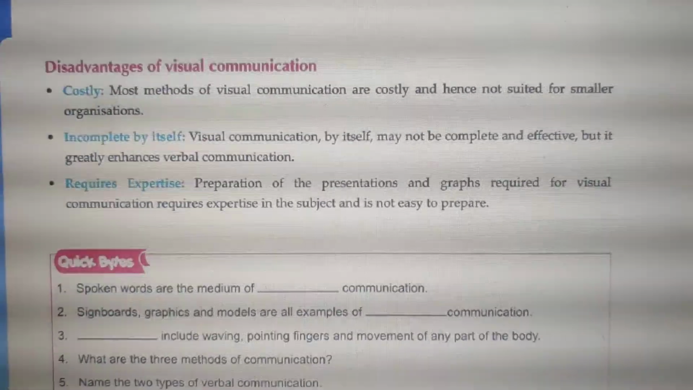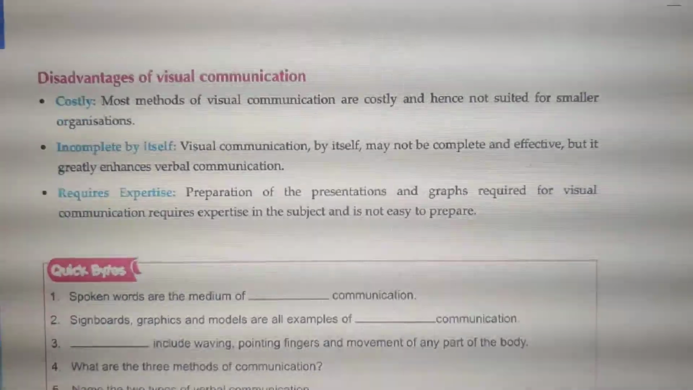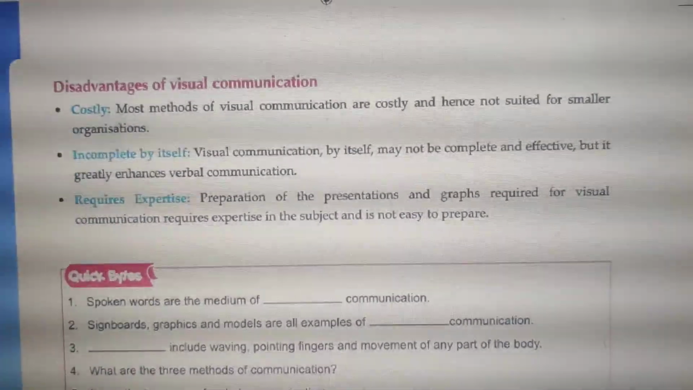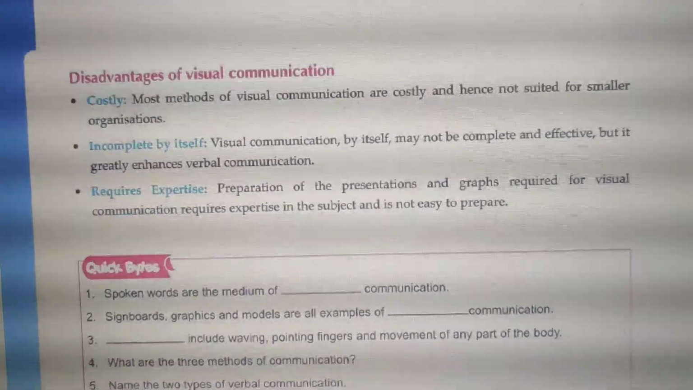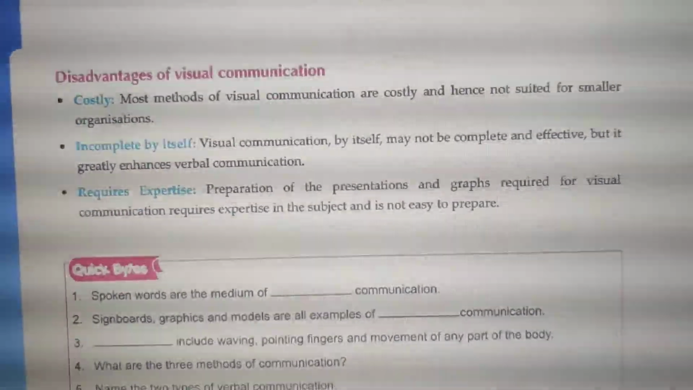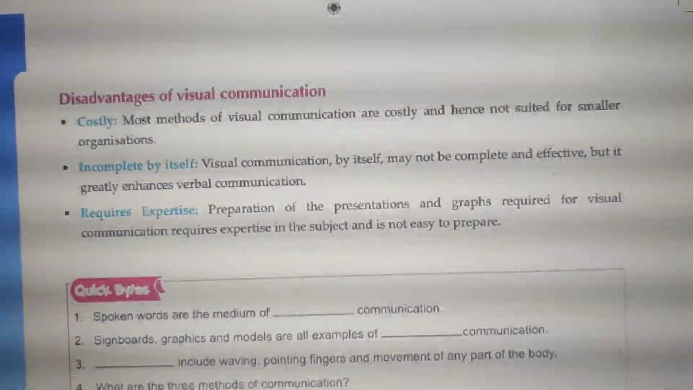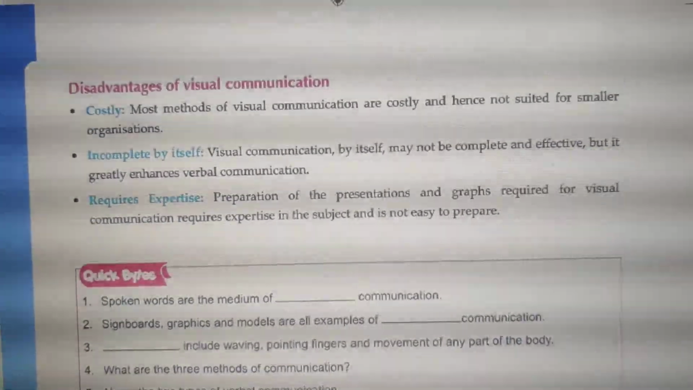Second is incomplete by itself. So here visual communication by itself may not be complete and efficient, but it greatly enhances verbal communication. So in this particular case, usually the main part is visual communication, but it's not complete, as the great enhancement is by the verbal communication only.